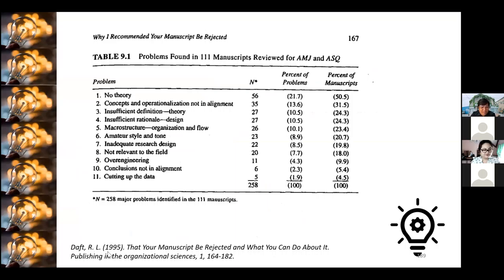Then, according naman kay Duffy 1995, these are the reasons bakit sila nagre-reject ng paper for the two journals, AMJ and ASQ. Sabi niya kapag walang theory, nire-reject nila. Kapag ang concept and operationalization not in alignment, insufficient definition in theory and in design, macro structure yung flow, mature yung style and tone ng writing, inadequate research design, not relevant in the field, over-engineering, conclusions not in alignment, and you are cutting up your data. So these are the possible reasons bakit daw nagre-reject sila ng paper.